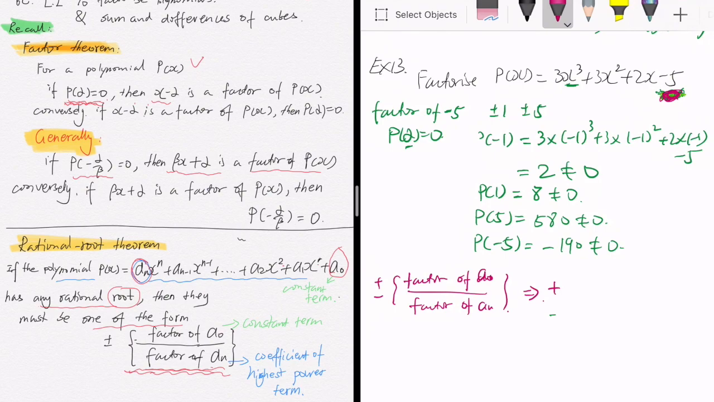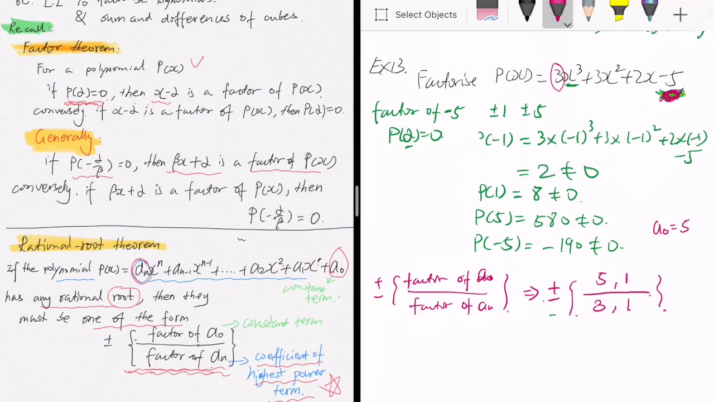That will be equal to positive, negative. Now, what factors do I have? Factor of a0. I know a0 is 5, the constant term. So the factors of 5 are 5 and 1. Those are all the factors of the constant term a0. Now, the factor of an is the coefficient of the highest power term. In my case, the coefficient is 3, so the factors of 3 are 3 and 1.